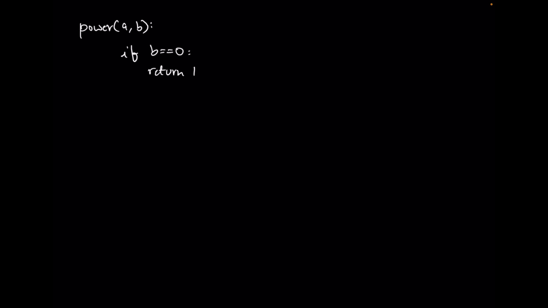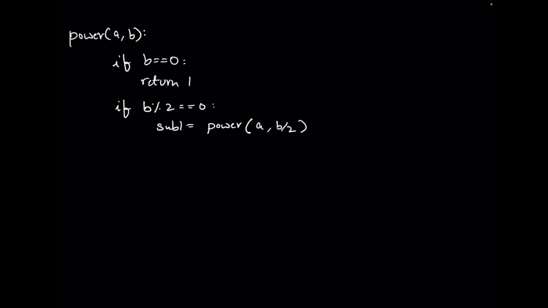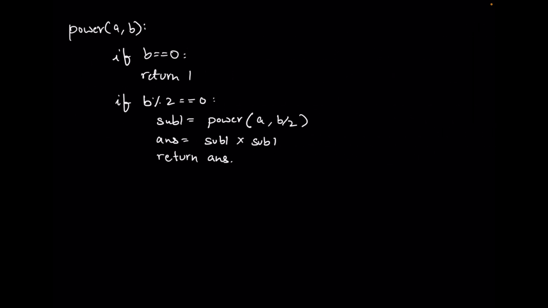If b is 0, then you return 1, right? Otherwise, what we need to do is we need to check if b is odd or even. So for that, we say if b mod 2 is 0, which means if b is even, then we calculate the answer for our sub problem, right? So we can do that by saying sub 1 is equal to power of a comma b by 2, right? And the answer to our current problem will just be sub 1 into sub 1, or sub 1 squared. And then we can return this answer, okay?